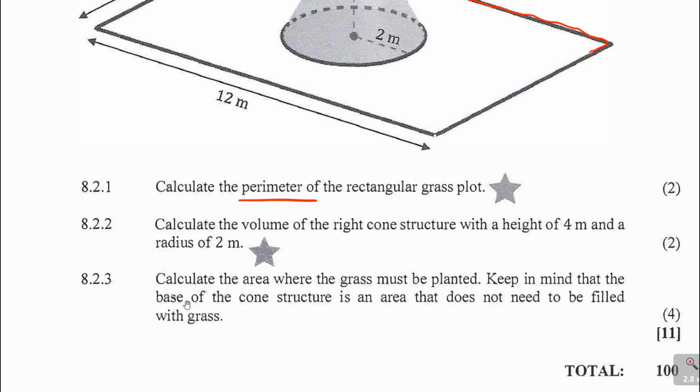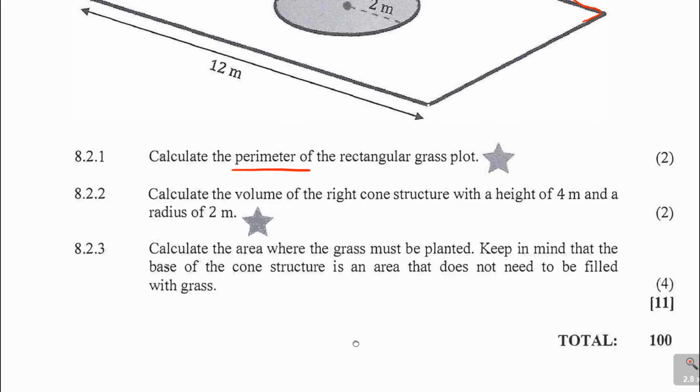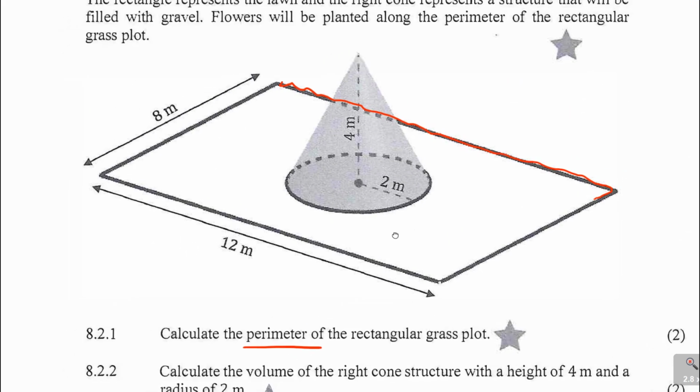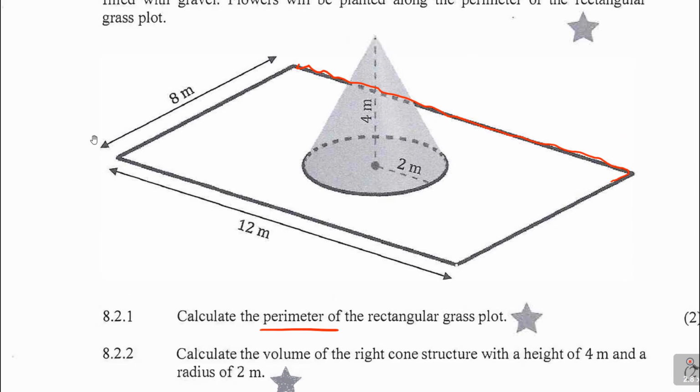Keep in mind that the base of the cone structure is an area that does not need to be filled with grass. So here what they are saying is, in this image, look at this. You are going to plant everything here. You are going to be planting here, and what can I use? Let me use that. You are going to be planting.